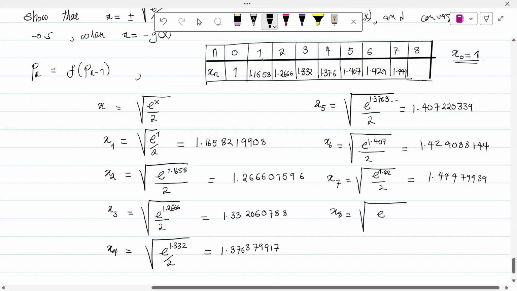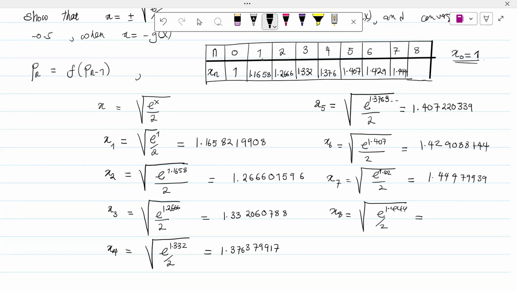So this is e to the power 1.444 something over 2. Okay, so we're having a lot of iterations because we started from very far from 1.5. If we had picked a value like 1.3 or 1.4, close to 1.5, it would have converged by now. So it just depends on what your initial value is. So always pick the value which is very close to your root, okay?